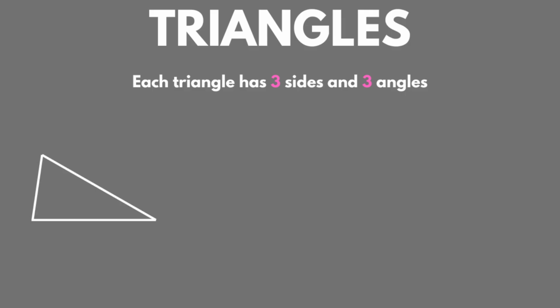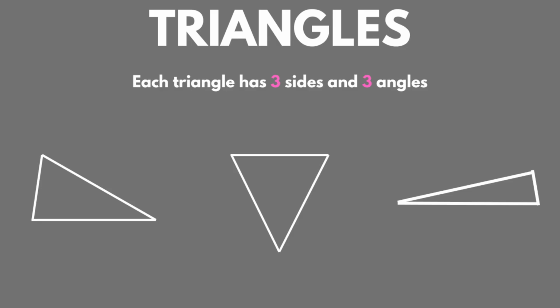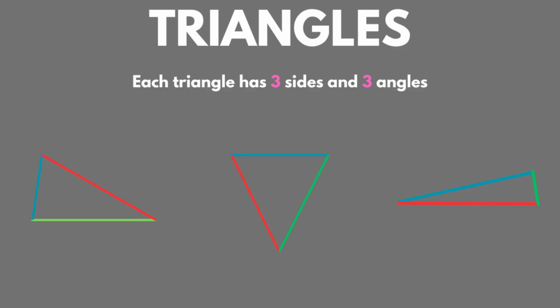This is a triangle. This one is also a triangle. This last one is also another triangle. As you can see, these shapes, although different, share the same properties. They all have 3 sides, and they all have 3 angles.